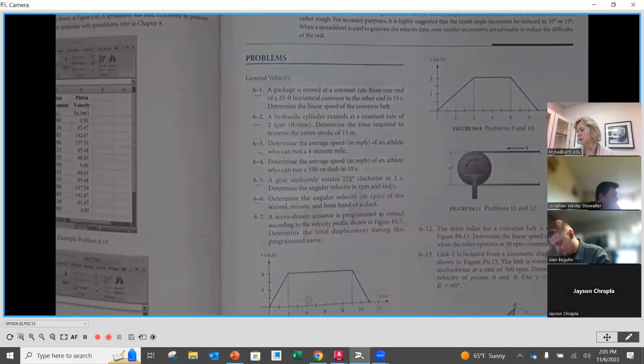And then number 6, determine the angular velocity, that's W, in RPM, of the second, the minute, and the hour hand on a clock. So that's 3 of them that you have to do. What is the angular velocity of the second hand? What is the angular velocity of the minute hand? And what is the angular velocity of the hour hand on a clock?